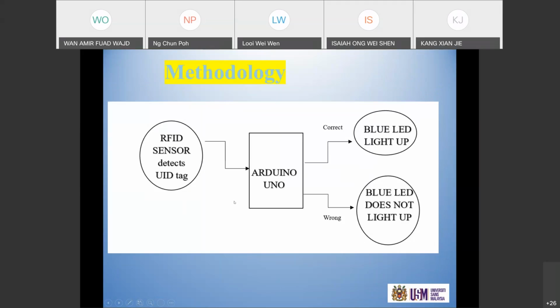So this is a rough idea of our project. The RFID sensor will detect the UID tag, then it will send it into the Arduino Uno. If it is correct, we'll have an LED light, which is a blue LED. If it's correct, the blue LED light will light up. If it is wrong, the blue LED does not light up.